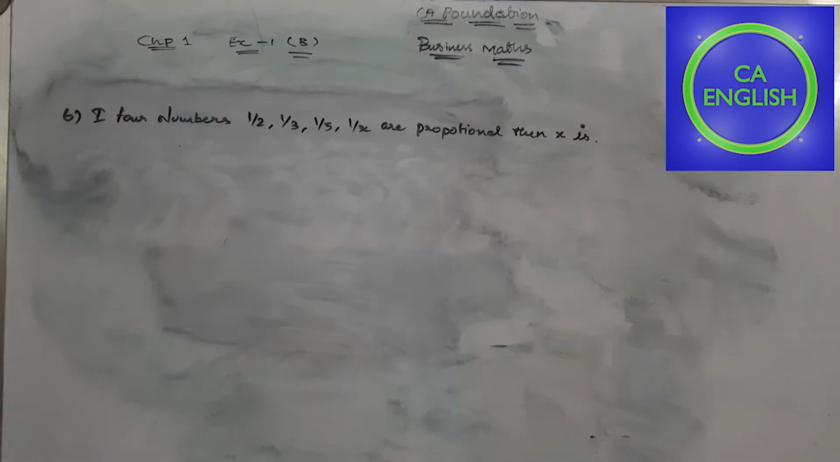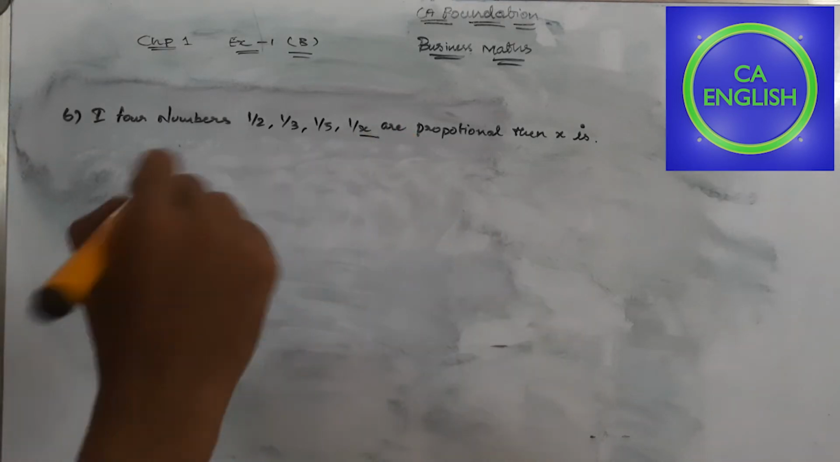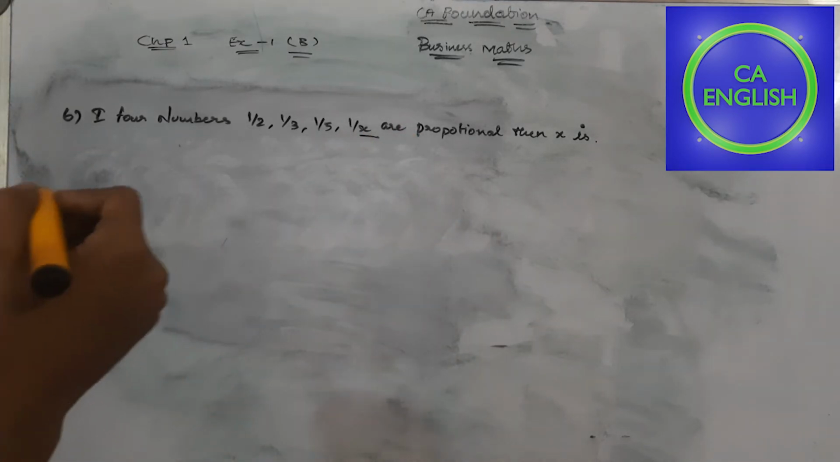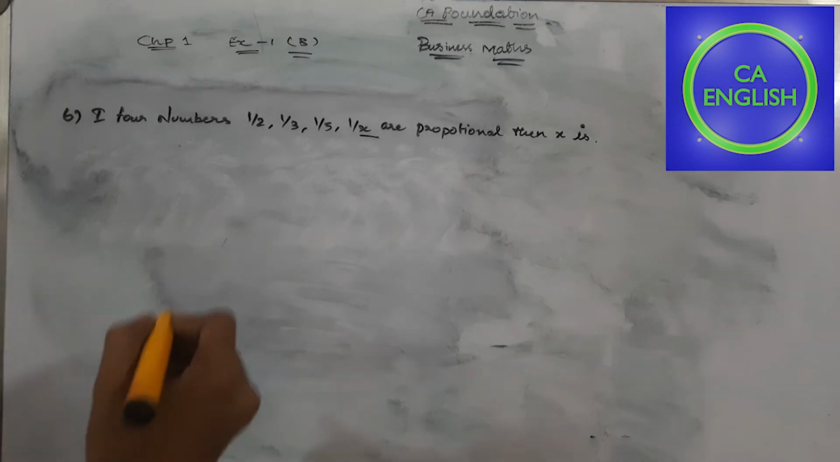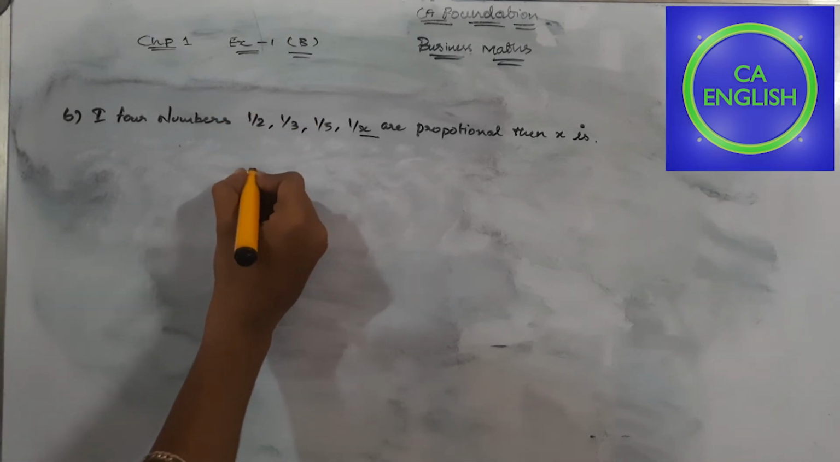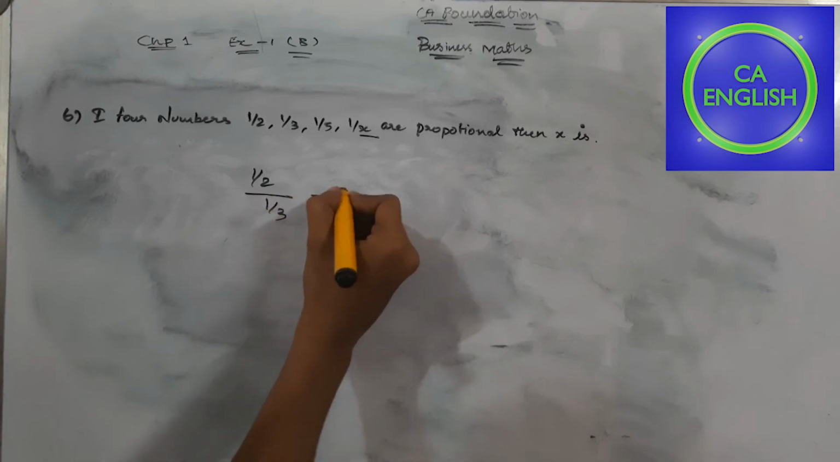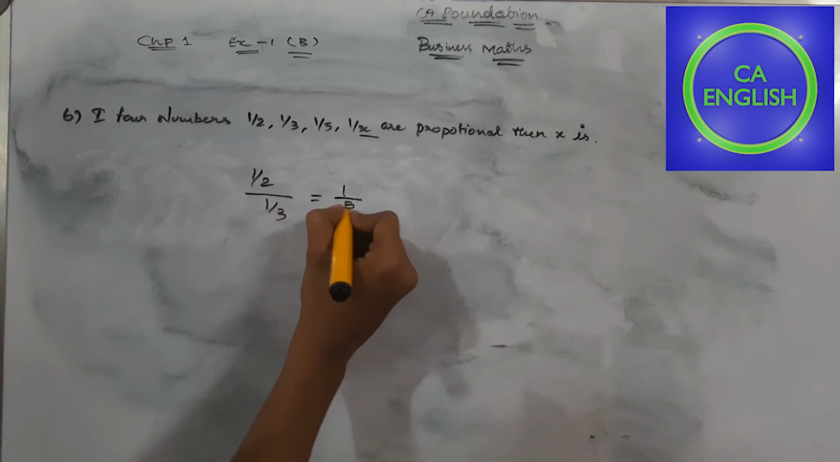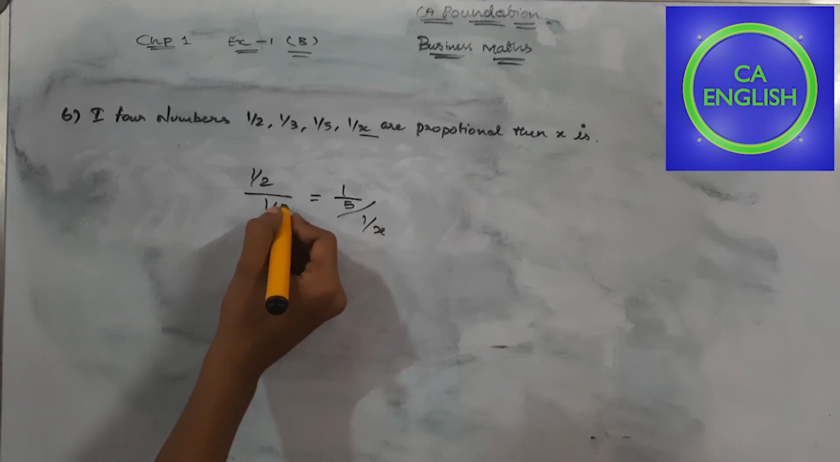Sixth question. If the four numbers 1 by 2, 1 by 3, 1 by 5, 1 by x are proportional, then x is? They just want to know what x is. That is the question. In this sum, we are going to handle it with another method, not much different, but a simple method. Just write it as a division: 1 by 2 whole divided by 1 by 3 is equal to 1 by 5 the whole divided by 1 by x.